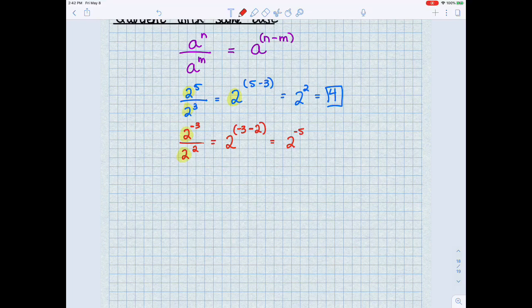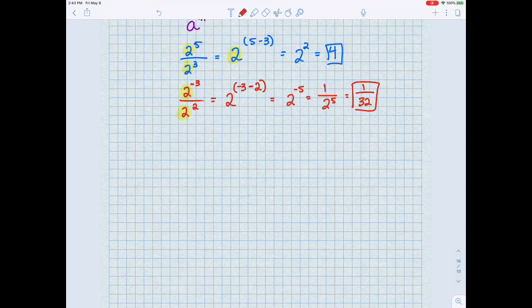But as you know, we do not like negative numbers in our answer. So we need to simplify this. So following the rule for negative exponents, my answer is now 1 over 2 to the 5th power. And that simplifies to 1 over 32. And there you have it.